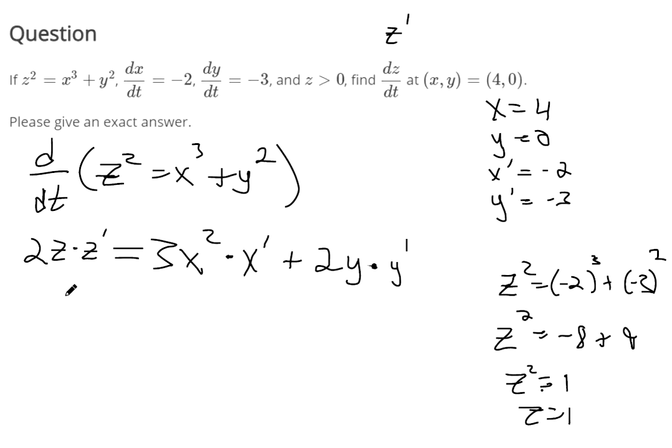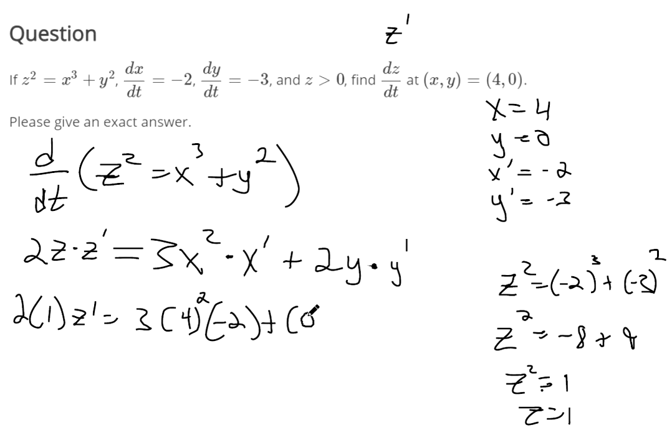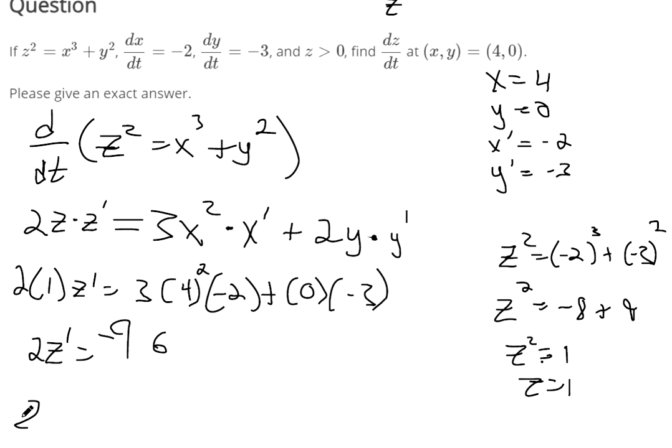Now we have everything we need to get z prime by itself. Plug in everything that we got. We just found out that z is 1. X is 4. X prime is -2. Y is 0. And then y prime is -3. So you get z prime by itself using algebra. 4 squared, 16. 16 times -2 makes -32. -32 times 3 makes -96. This is just 0. So we need to divide 2 from both sides. So I get z prime is, what is that, -48?